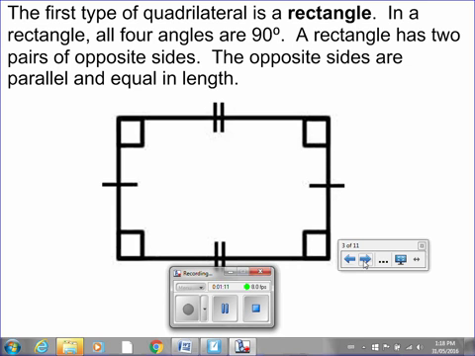The first type of quadrilateral is a rectangle. In a rectangle, all four angles are 90 degrees. A rectangle has two pairs of opposite sides. The opposite sides are parallel and equal in length.